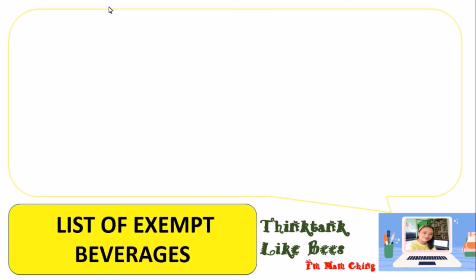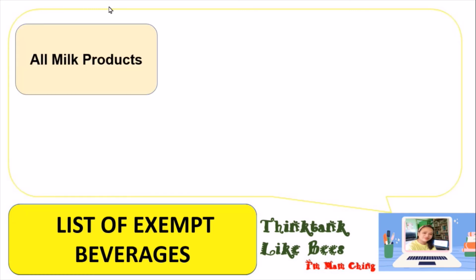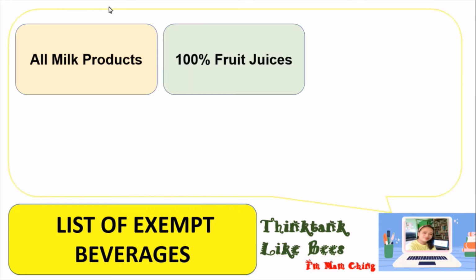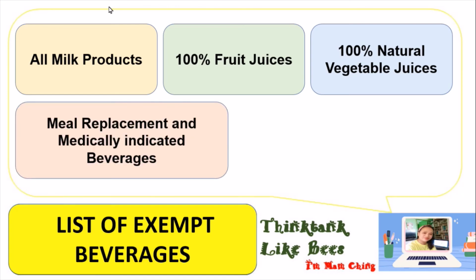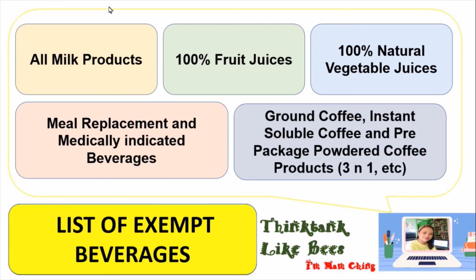There are 5 lists of exempt beverages, so those are not taxable. The first one is all milk products. Second, 100% fruit juices. Third, 100% natural vegetable juices. Number 4 is meal replacement and medically indicated beverages. And number 5, those that you see in the market such as ground coffee, instant soluble coffee, and pre-packed powdered coffee products, which are 3-in-1. They are exempt.